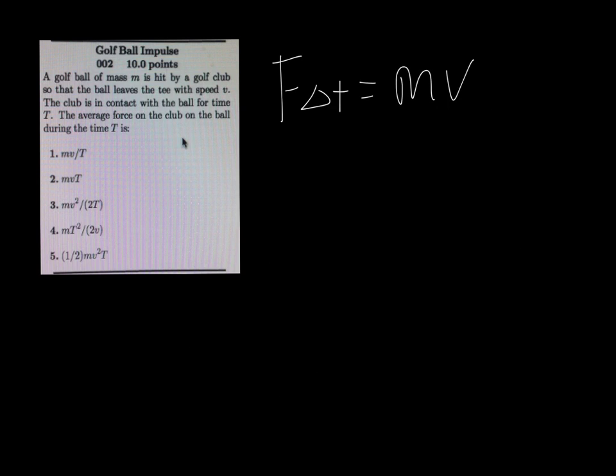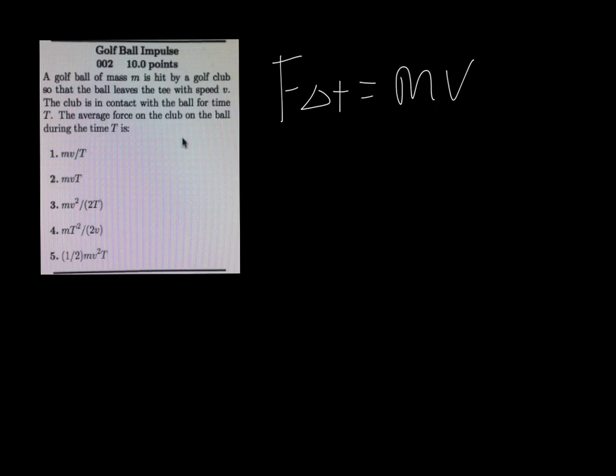All right, so when we're looking at impulse, impulse is force times time. And the impulse theorem says a force applied through a given time is going to give your change in momentum. So in this case, we're looking at a golf ball of mass m that is hit by a golf club so that the ball leaves the tee with a speed of v. It started at 0, so now we're just basically solving for that new momentum, and that'll give us what our impulse is.